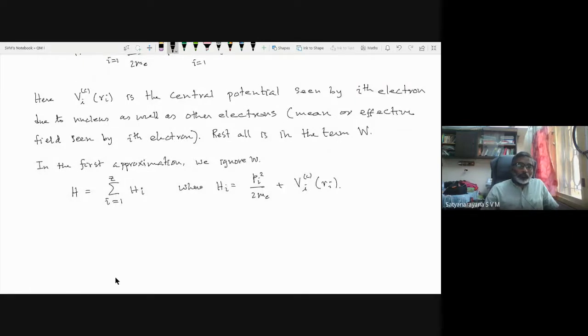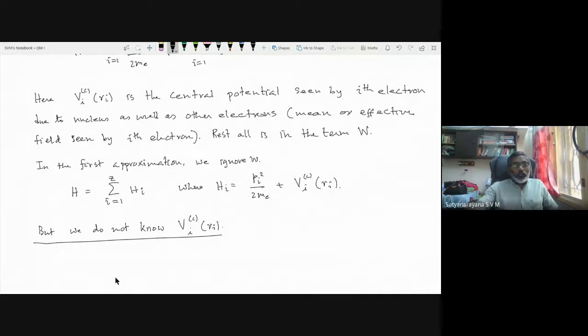But even though I have written this is the central potential, do we know what the central potential is? We don't know the central potential. We do not know this Vc_i of R. This is the problem.